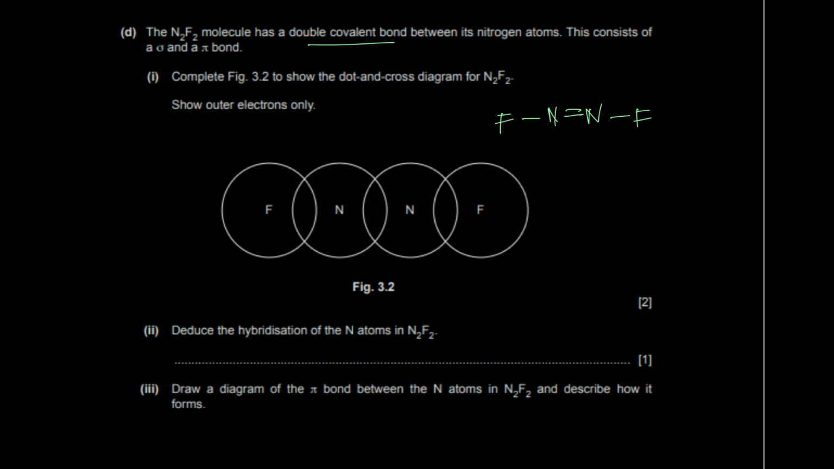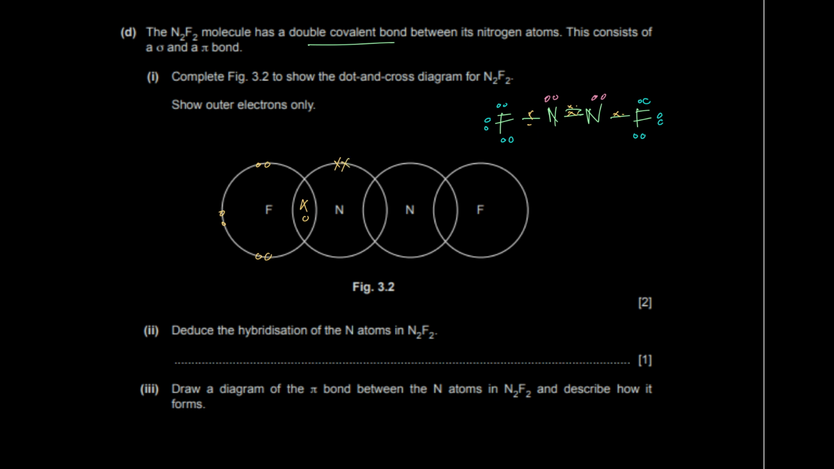Now, nitrogen was in group 5. It shared 1 electron here, 1 here, 1 here. So a lone pair is left. This nitrogen also has a lone pair. And since fluorine was in group 7, it gave 1 electron to the bond and it has 6 left. So this is now what I need to plot right here. Each bond represents a pair of electrons. So between N and F, a pair of electrons, and these are the dots, 2, 4, 6.